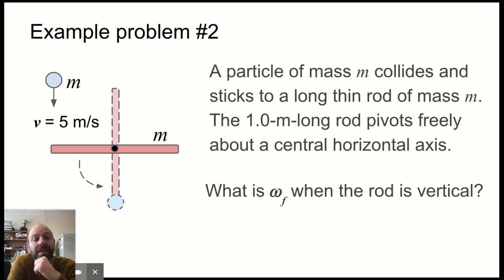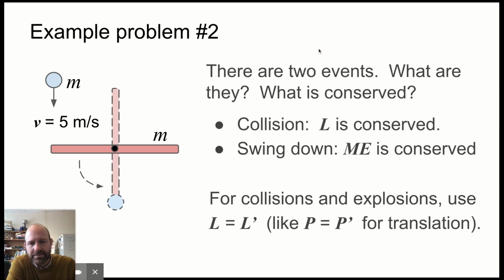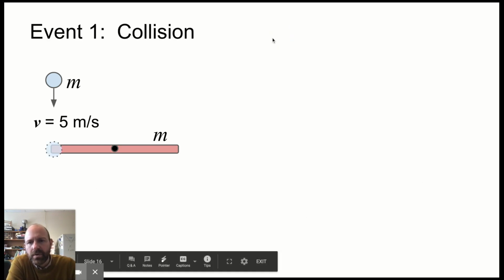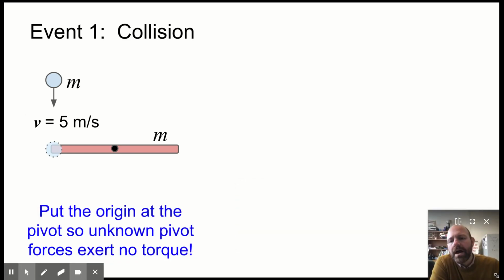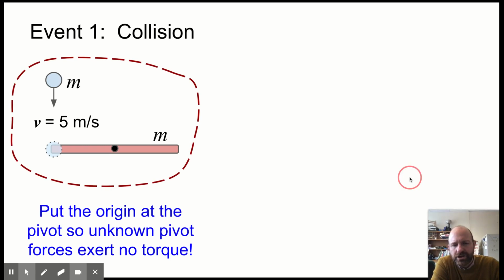Now, that sounds hopefully a lot like the kind of momentum problem we solve in linear momentum. Then it's going to swing down to the vertical, and that is a conservation of energy problem. So for collisions and explosions, we're still going to use the conservation of momentum, just like the linear momentum we did before. The origin can be at the pivot, so the unknown pivot forces do not exert any torque, and we don't have to worry about them. So we'll pivot around the central axis, and we look at the system as shown.